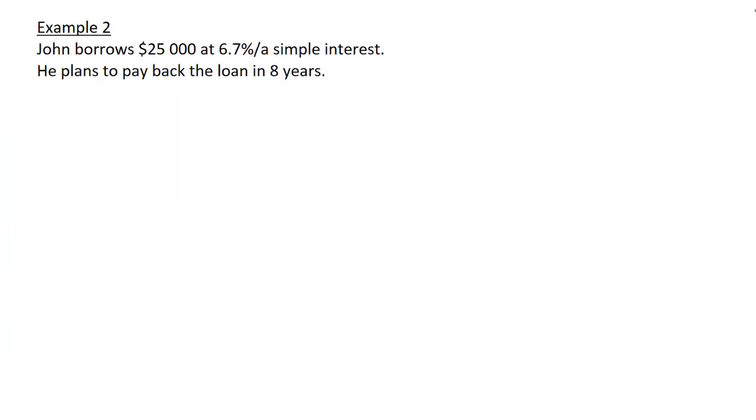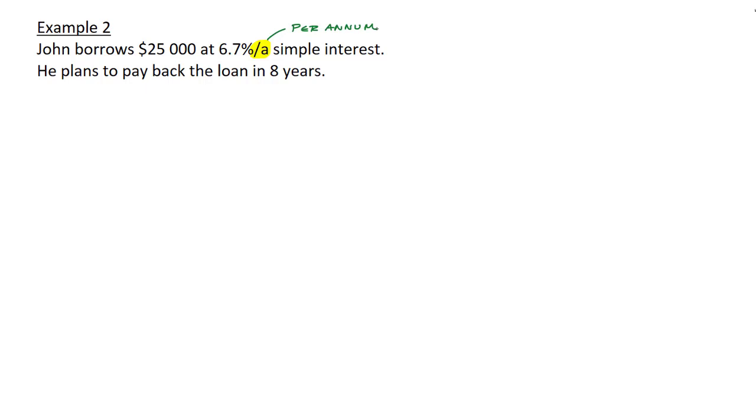All right, so let's look at example 2 here. John borrows $25,000 at 6.7% per annum. Remember this little guy here, that slash A means per year, right? So don't forget that, slash A. I'm just going to write that out to be clear again. That means per year, per annum. Annum, I believe, is Latin again. A lot of this stuff is pretty old, right? And they still use some of the old terminology.